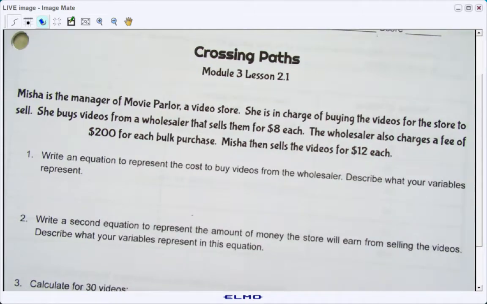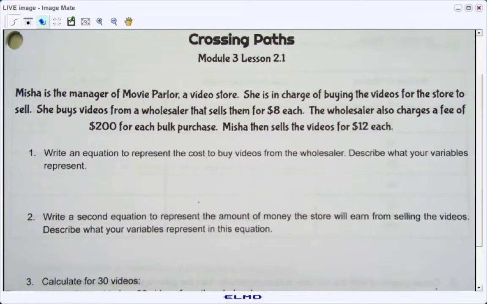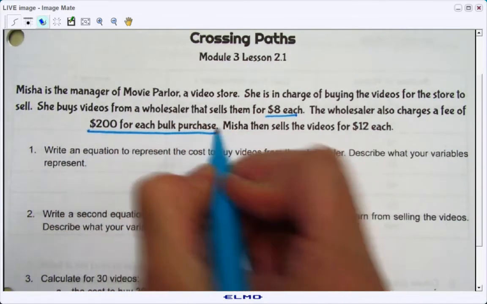Okay, so we're going to work on the homework for crossing paths. And it says, Misha is the manager of Movie Parlor, a video store. She is in charge of buying the videos for the store to sell. She buys videos from the wholesaler that cost $8 for each one. The wholesaler also charges a fee of $200 for the bulk purchase.